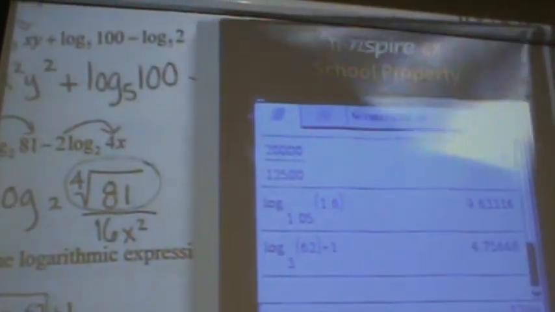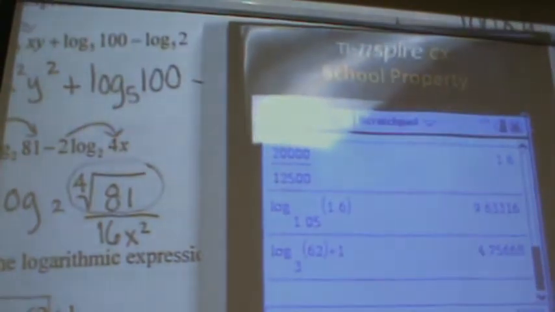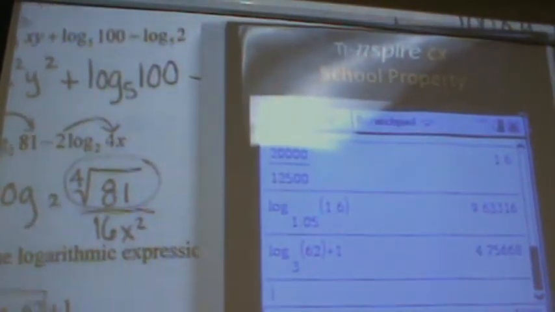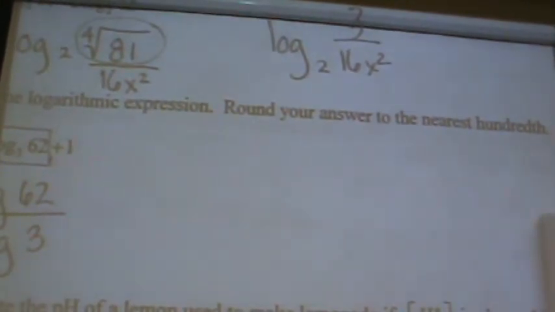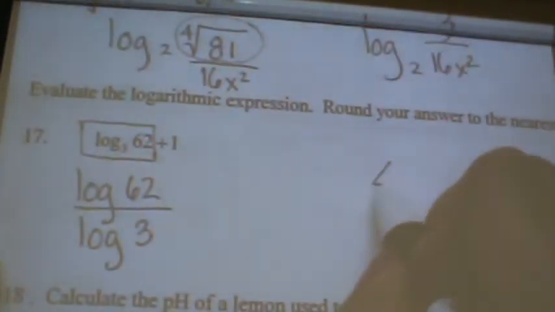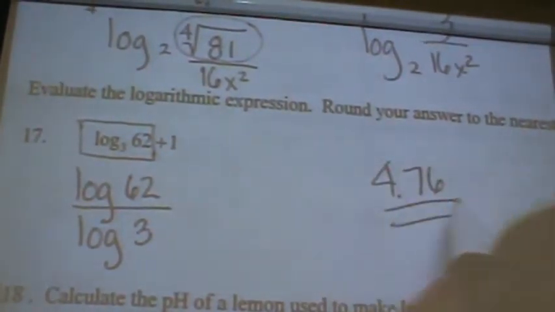4.75. Actually, depending on how they want you to round, this one says round to the nearest 100th. So I would write 4.76 for my answer. For the correct answer.